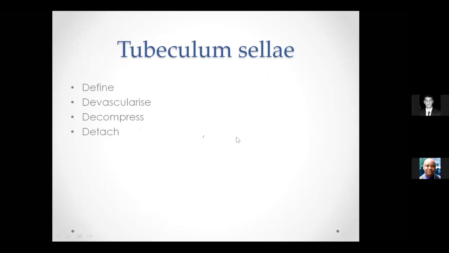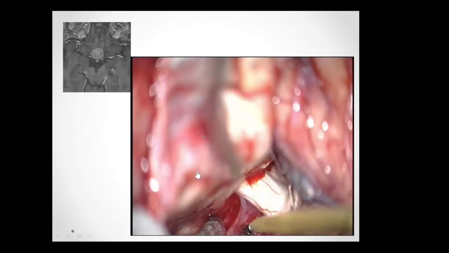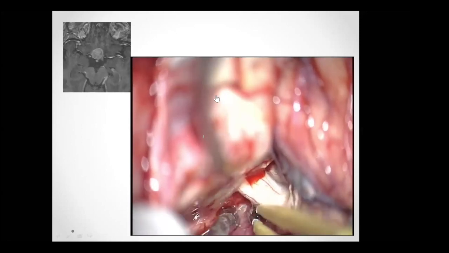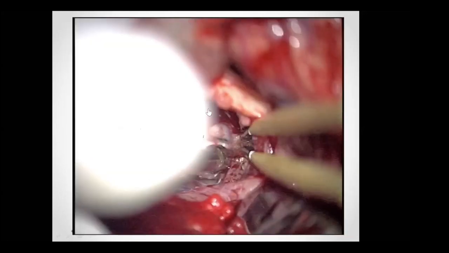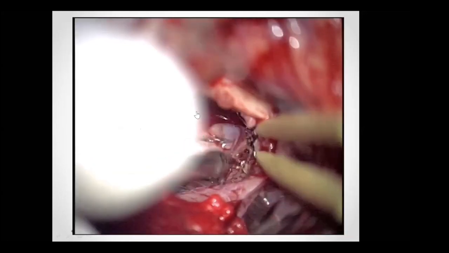Open the canal sufficiently. So let's go to tuberculum sellae. Define the tumor. Devascularize the tumor. Decompress the tumor. And detach the tumor. It's the simple thing. Here is again the video about lifting the arachnoid, which I will skip. And here we are when the tumor is undercut, detached from the tuberculum.